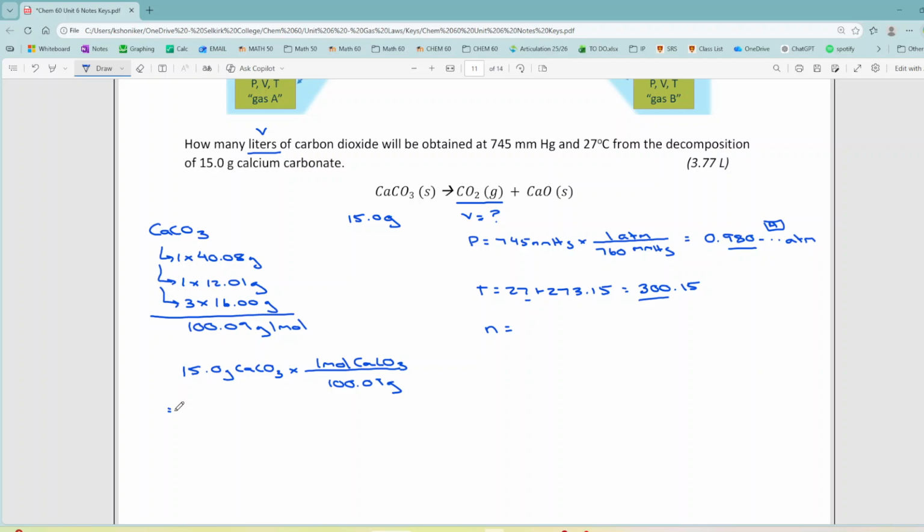So now to convert that, I'm going to type in 15 divided by that answer, which is going to give me 0.